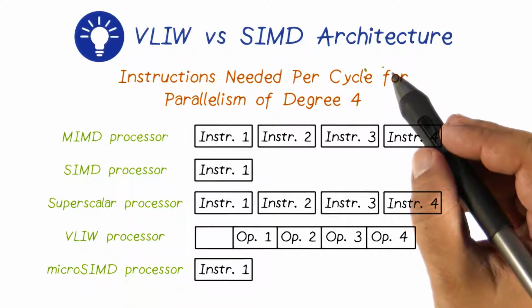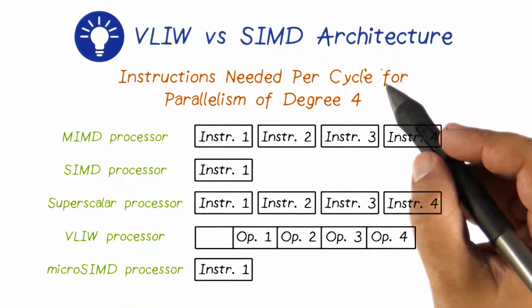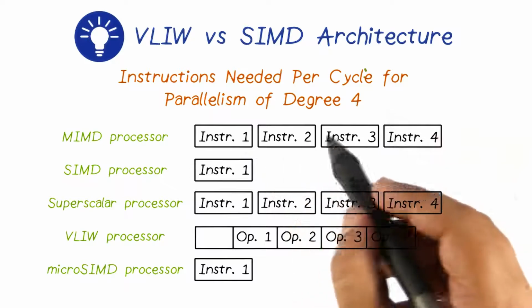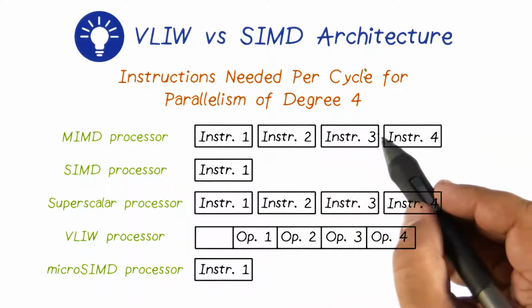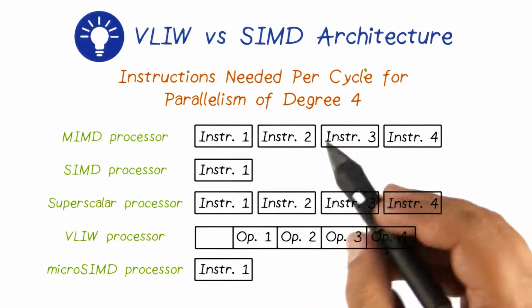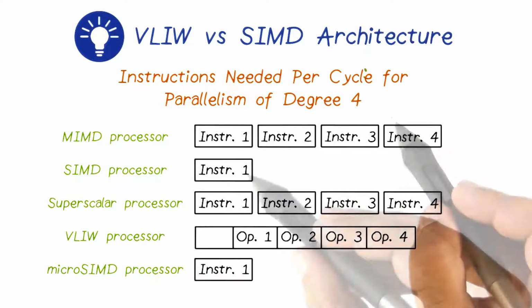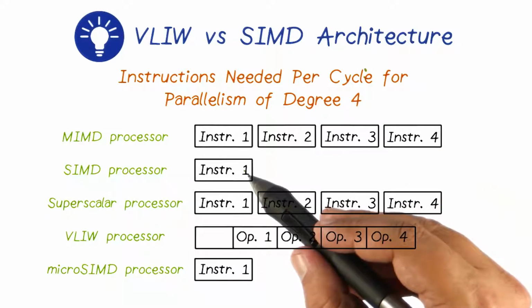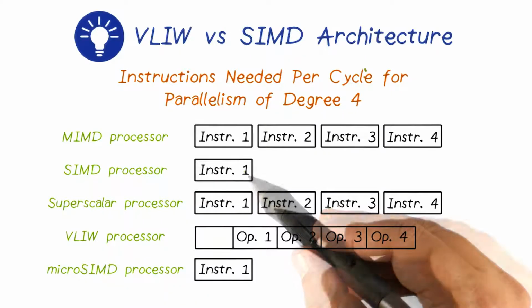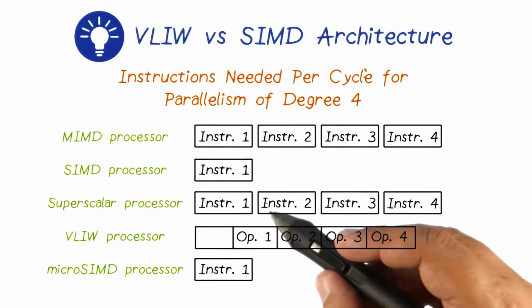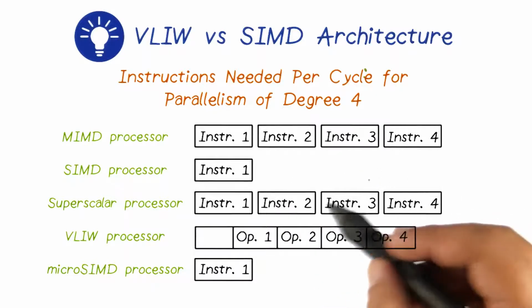And let's see what kind of instructions are needed for supporting a parallelism of degree 4. As you can see here, the MIMD processor consists of 4 different cores. Each one of them will execute different instructions, so we need 4 different instructions here. A SIMD processor, on the other hand, would need only one instruction, but it would operate on 4 data items, so it will need 4 different data items, but just one instruction here. A superscalar will again need 4 different instructions, each operating on different pieces of data.